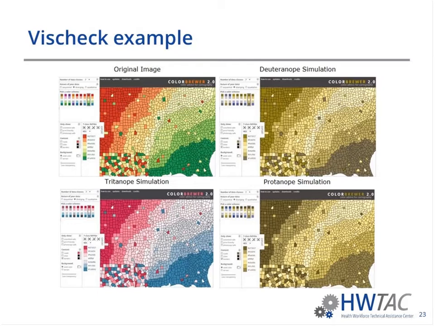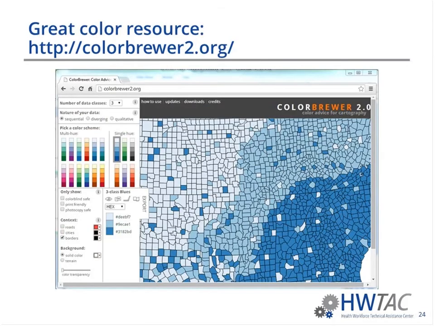And one resource that I absolutely love is colorbrewer.org. This was a site designed by Cynthia Brewer at Penn State and her colleagues. It lets you choose the number of data classes that you want. So you can go, I think, all the way up to maybe 11 or more categories, depending on the type of color scheme you choose or the nature of your data. You can choose sequential, so say light to dark. You can choose diverging, or you can choose qualitative.